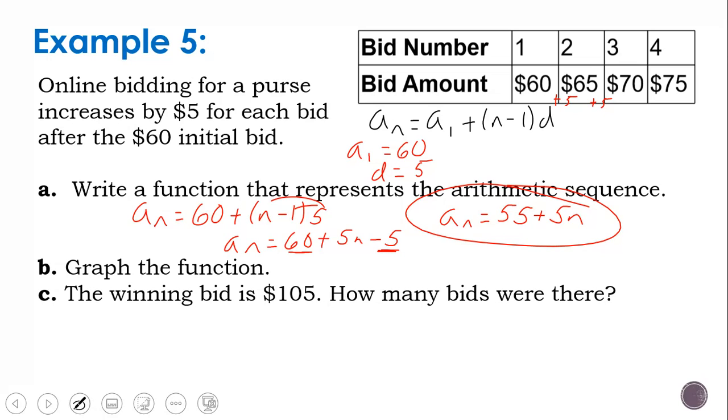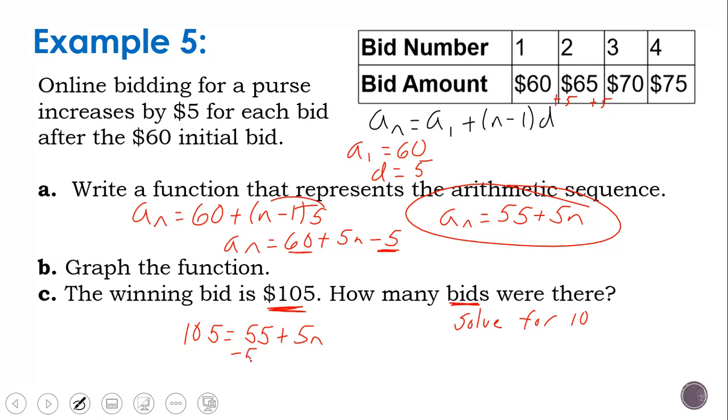Graphing it, I'm not going to go through that step. That'd be pretty easy. Just graph the points (1, 60), (2, 65), (3, 70), (4, 75). Here they're saying, okay, the winning bid is 105. How many bids did it take? So we're trying to solve for n here in our function, and we're plugging in 105 for a sub n. So 105 is equal to 55 plus 5n.